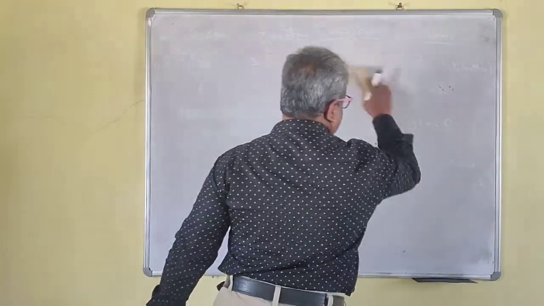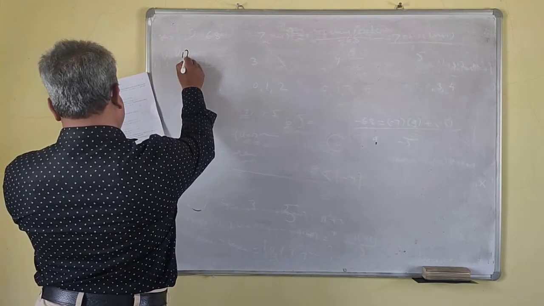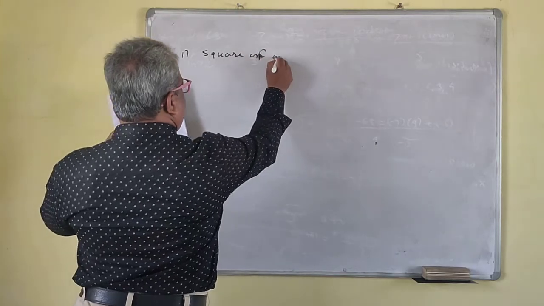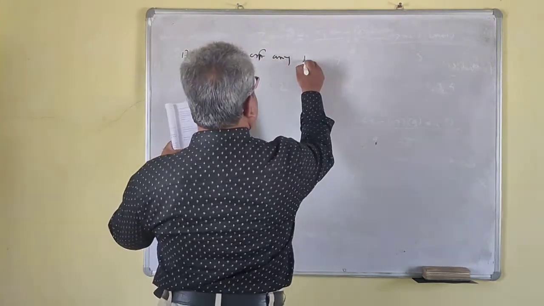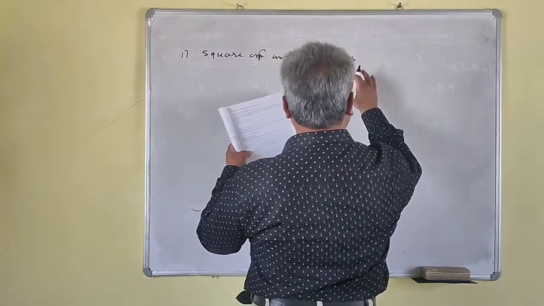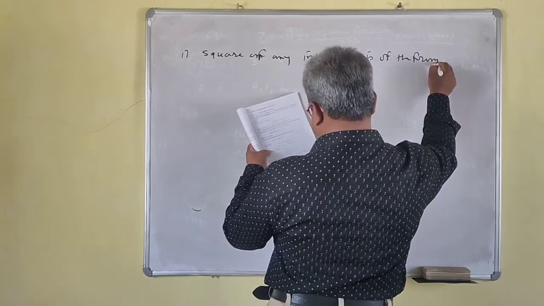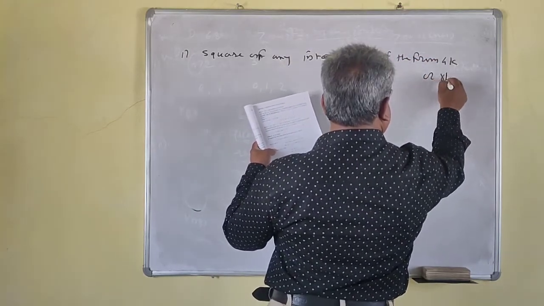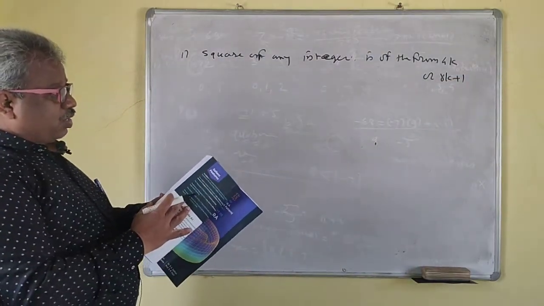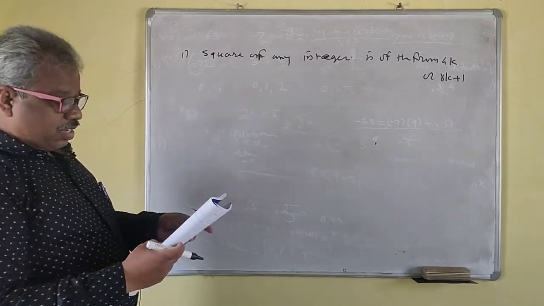And some points you should know. That is the first point. The square of any integer is of the form 4k or 8k plus 1. Note that, please.